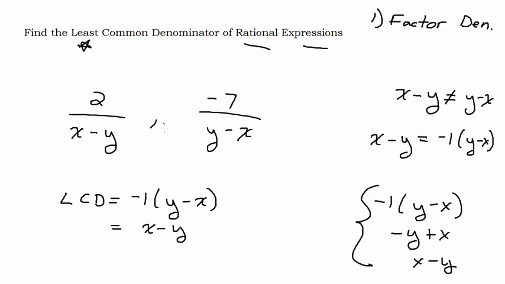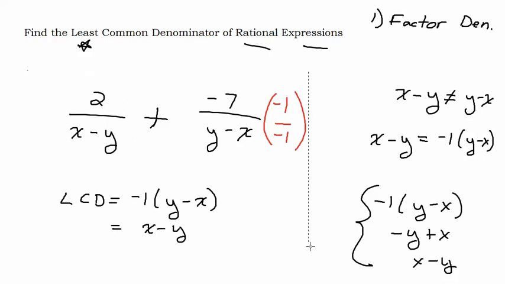If I were to add these 2 fractions together, I wouldn't have to do anything to this first fraction, and all I would have to do to the second fraction is multiply by negative 1 over negative 1, and that would change this denominator to x minus y. Okay, so when you see 2 factors that are almost the same, but they're reversed, and it's a subtraction, you can just multiply one of them by negative 1, and you'll end up with the same factor over here. You don't have to write the factor twice. Okay, that could save you some headache.